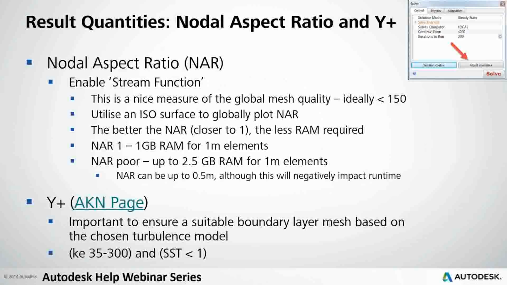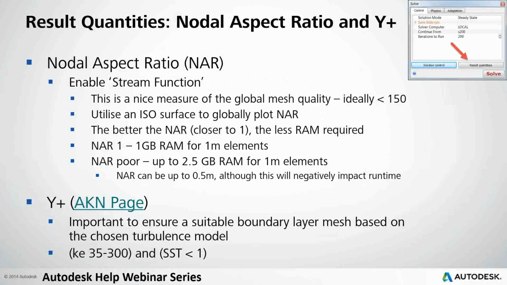It's also going to have an impact on how many elements you can mesh. The better the nodal aspect ratio, so the closer to 1 you get, the more elements you're going to be able to mesh for the amount of RAM that you have. There are a couple of rules of thumb there. If we had a perfect mesh everywhere, we might need 1 GB of RAM for every 1,000,000 elements. That would increase up to 2.5 GB for 1,000,000 elements as the nodal aspect ratio gets worse.